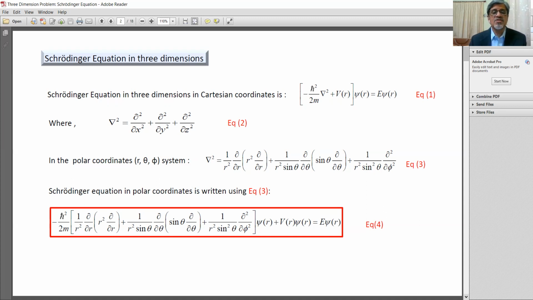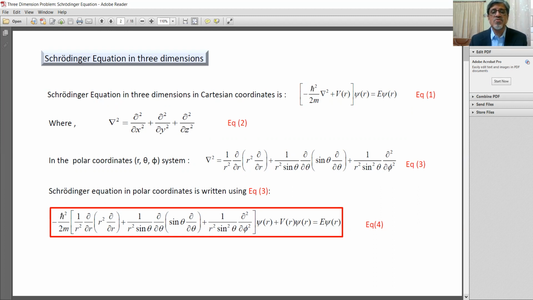So the operator del square is written as 1/r² ∂/∂r (r² ∂/∂r) plus 1/(r² sin θ) ∂/∂θ (sin θ ∂/∂θ) plus the last term, 1/(r² sin² θ) ∂²/∂φ². Now, this is named as equation number 3. The Schrodinger equation in the polar coordinate system is written by using equation number 3.